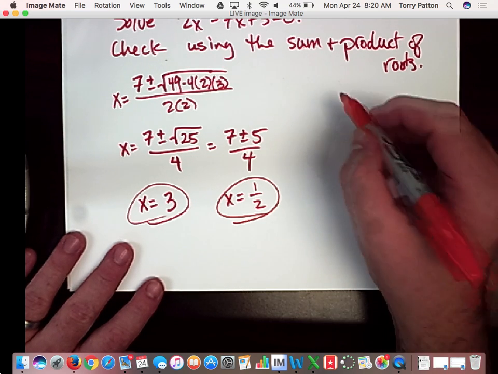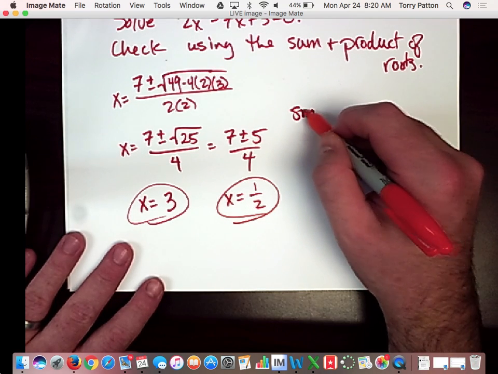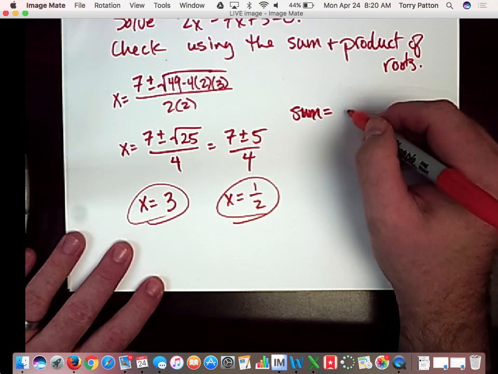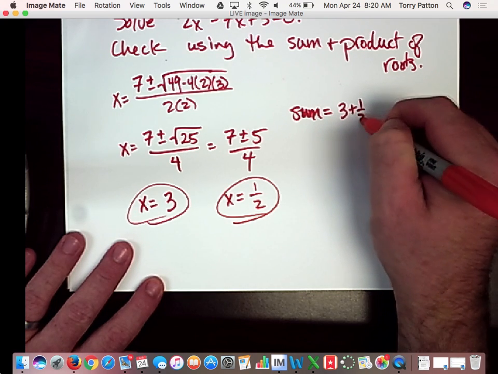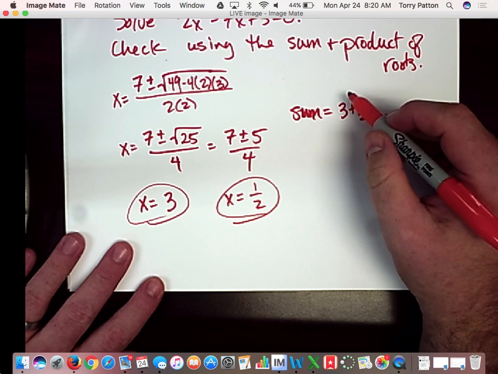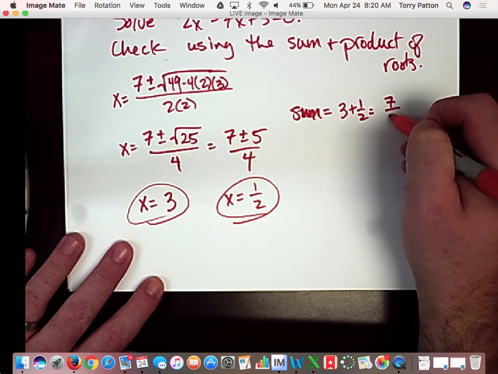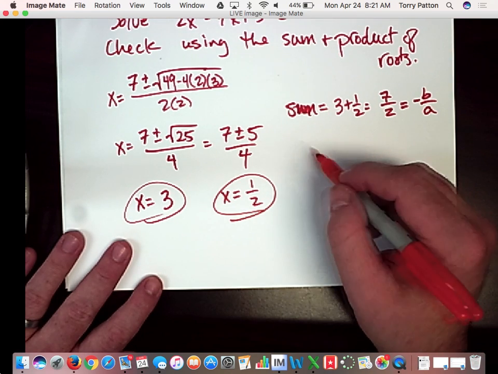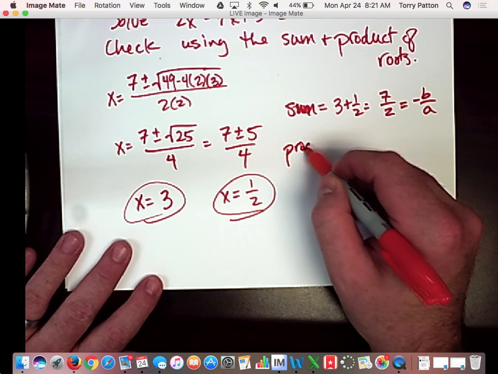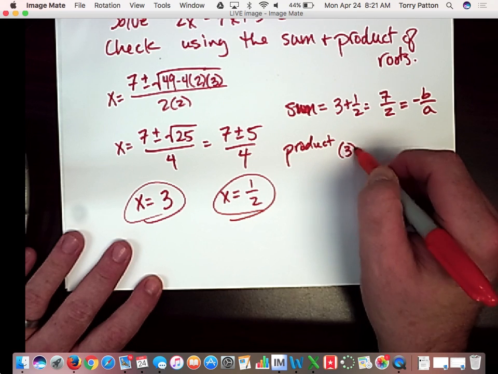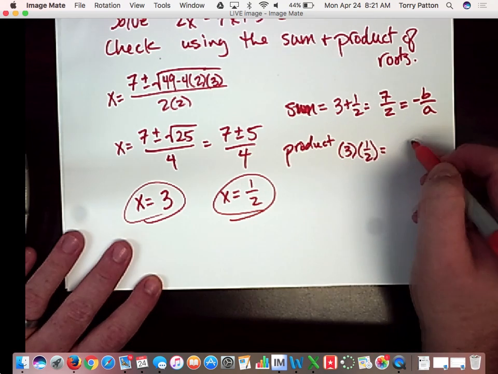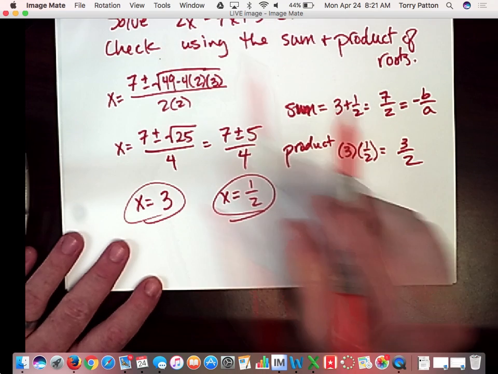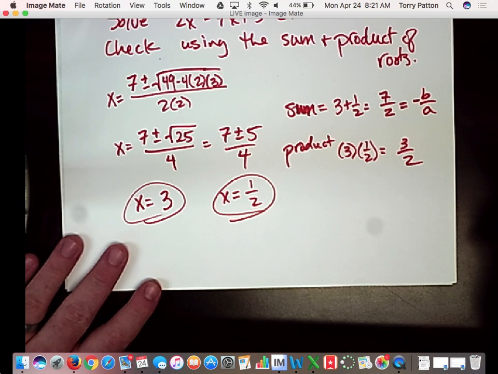So, what is the sum? It is 3 plus 1/2, which is 6 halves plus 1/2, which is 7 halves. And that does equal the opposite of b over a, the opposite of negative 7 over 2. And then the product is 3 over 2, which is c over a. Okay?